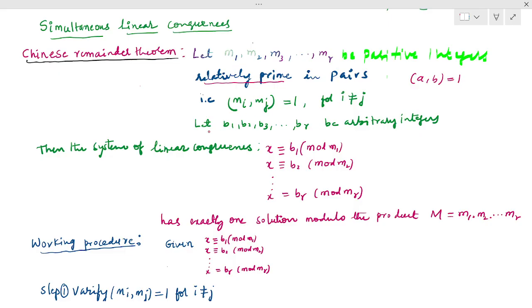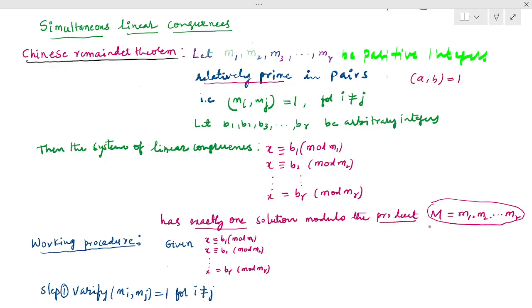And b1, b2, b3, and so on are arbitrary integers, meaning there is no restriction on them. Then the system of linear congruences x is congruent to b1 mod m1, x is congruent to b2 mod m2, and so on, x is congruent to br mod mr, has exactly one solution modulo the product. The product is capital M, the product of m1, m2, m3, and so on.